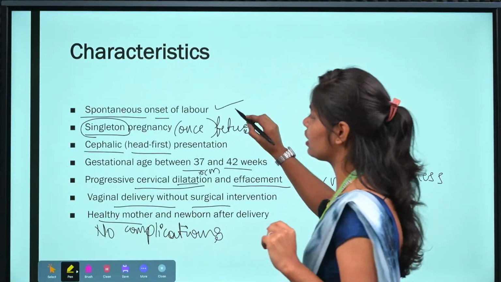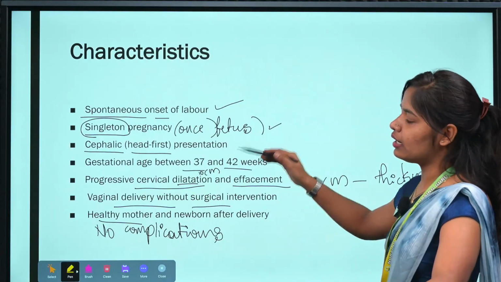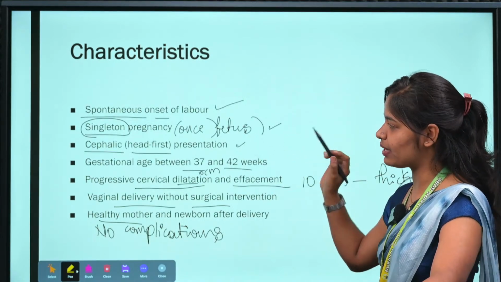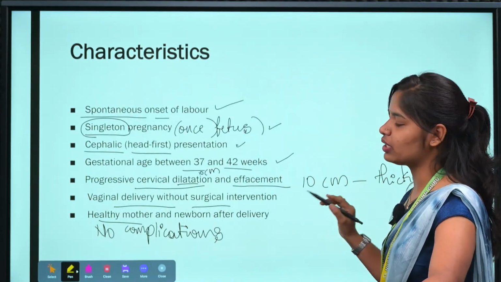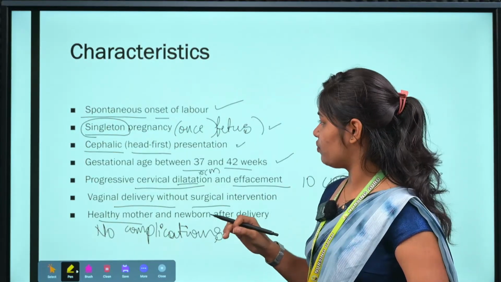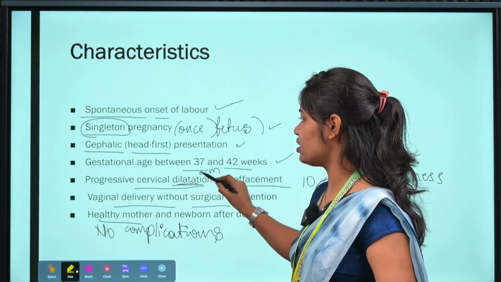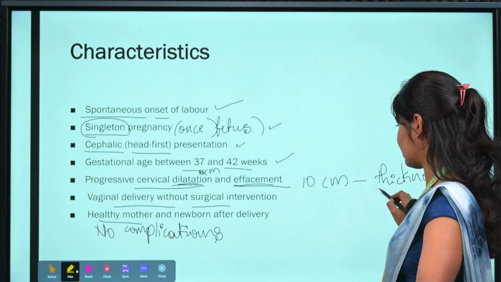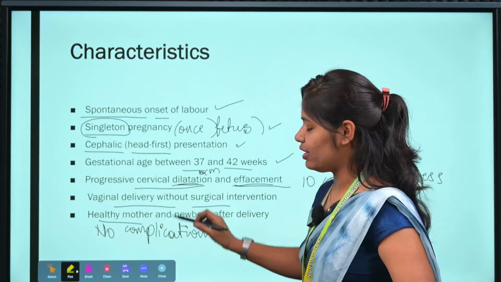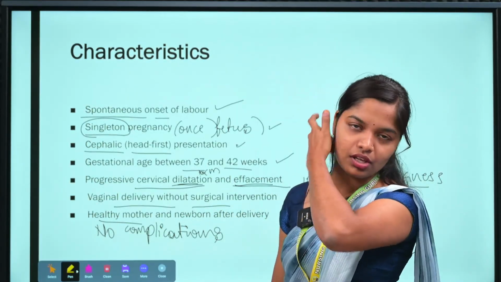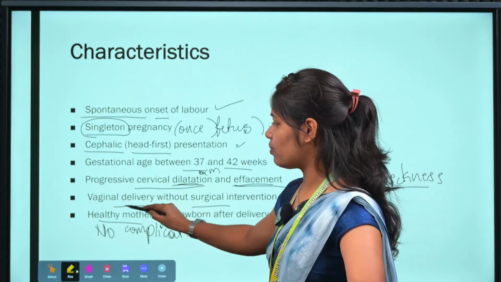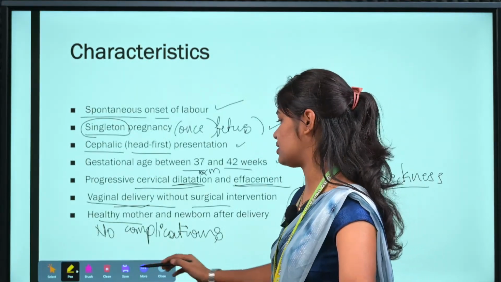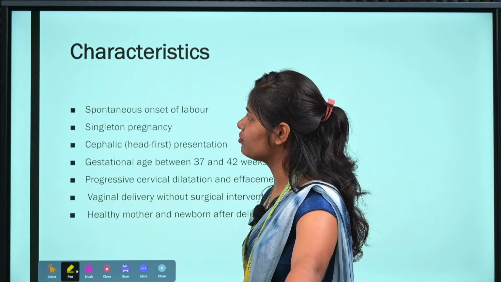It will be spontaneous. Once the fetus is expelled from the uterus, there is normal cephalic presentation, or head presentation. The normal gestation week should be 37 to 42 weeks, and progressive cervical dilatation, 10 centimeter in the first stage. Then effacement, the thinning of the cervix. Vaginal delivery happens without using any surgical instrument, and there is no complication for both mother and the fetus. These are all the characteristics of normal labor.